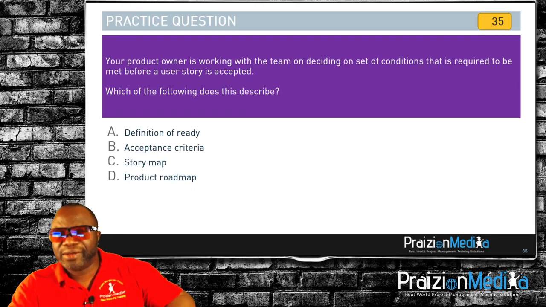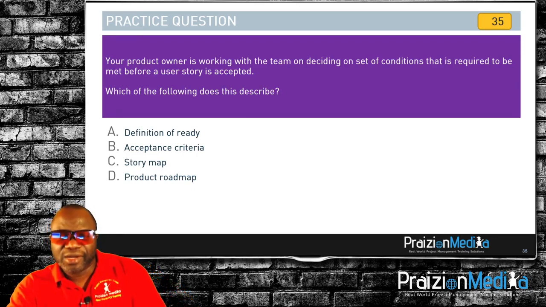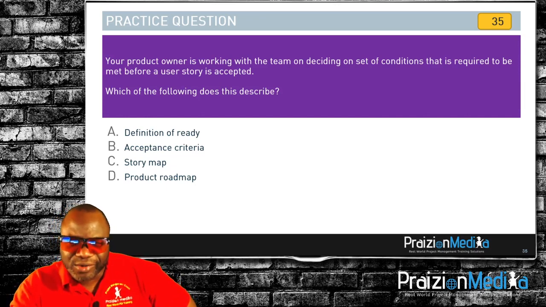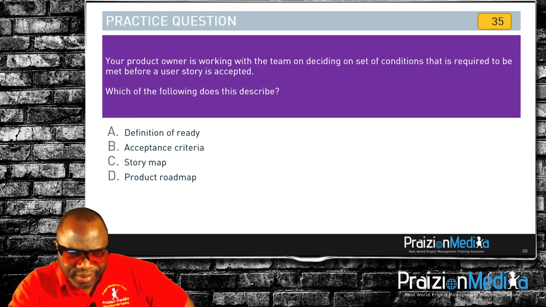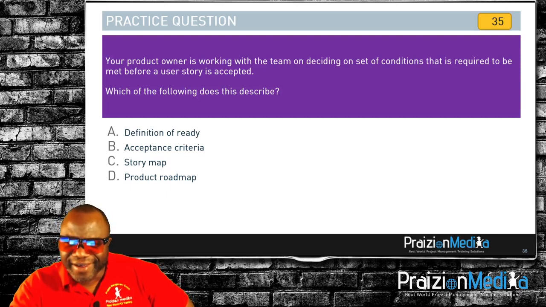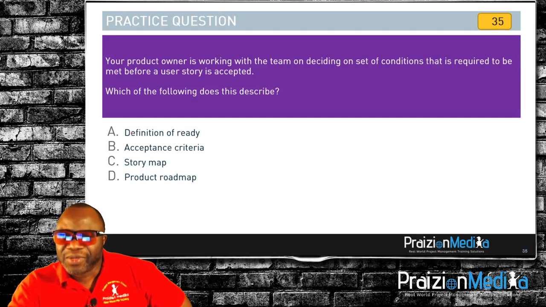Okay, so we're talking about the user story acceptance, not the PSI, not the potentially shippable increment. We're talking about the user story. All right, so you said it was a toss-up between A and B. So the definition of ready is not the same as acceptance criteria.